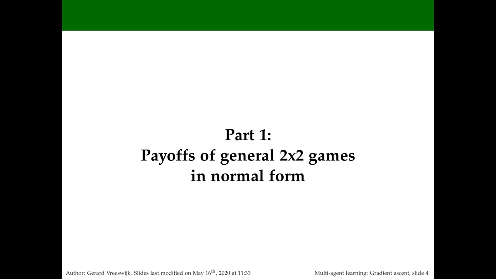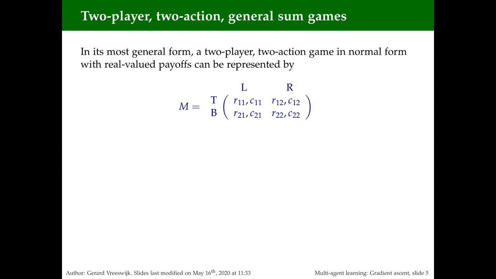So we'll first discuss the general framework of 2x2 games. In its most general form, a two-player, two-action game in normal form with real valued payoffs can be represented by a matrix with top, bottom for the row player and left, right for the column player, with lowercase r payoffs for the row player and lowercase c payoffs for the column player.